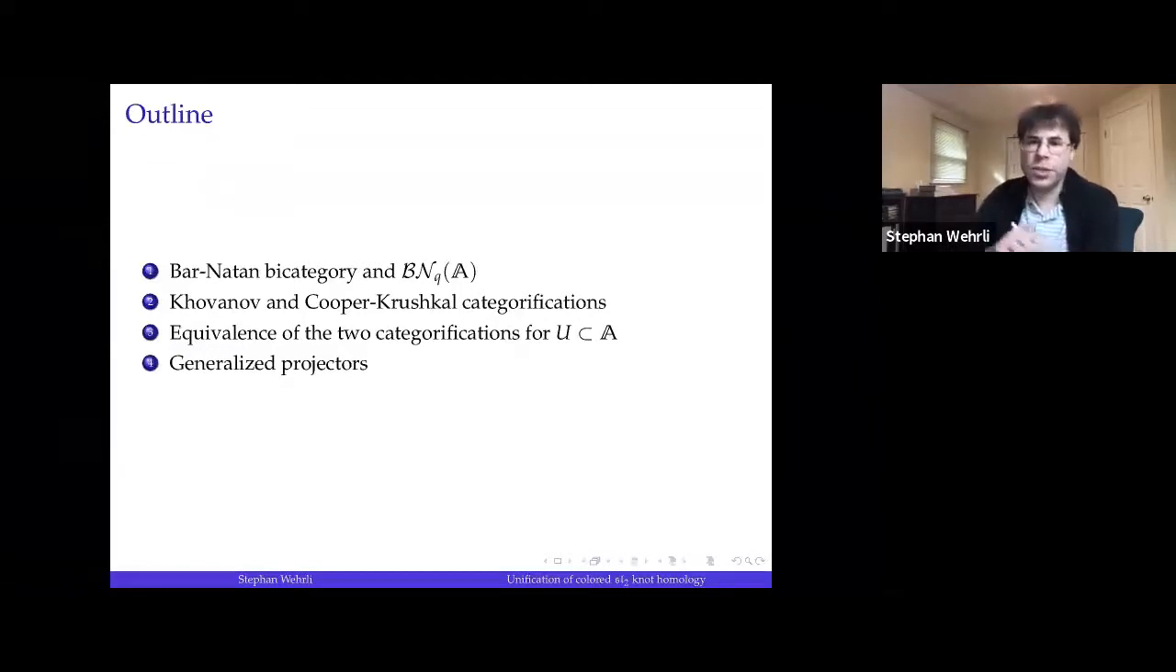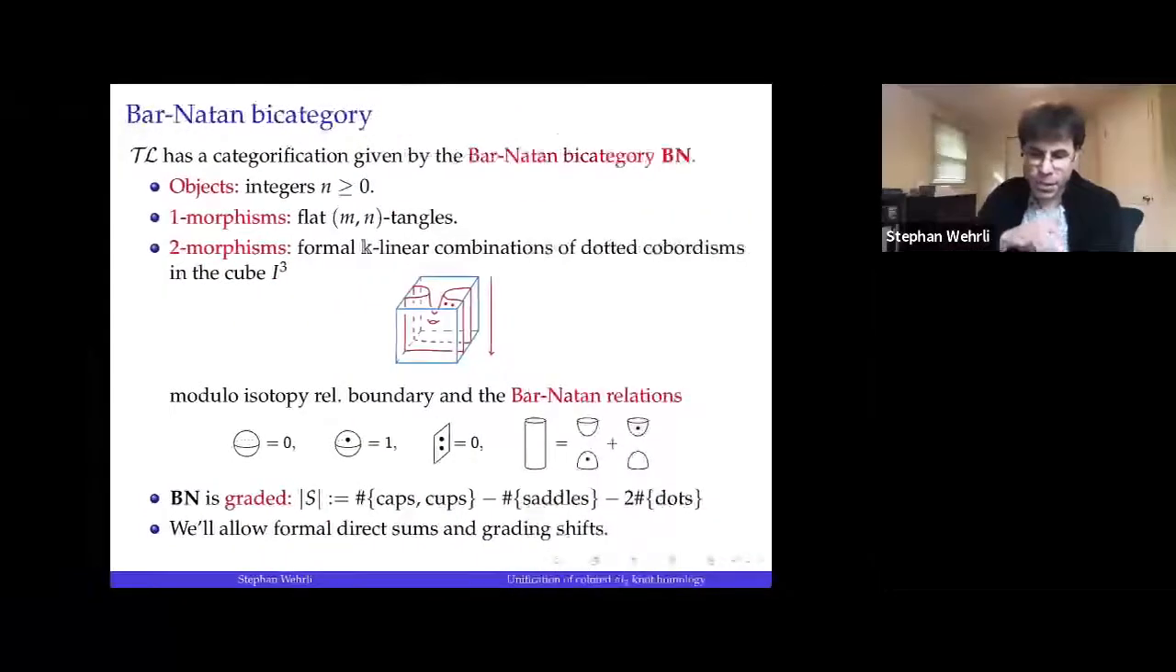So first, I want to define the Bar-Natan bicategory. So the Bar-Natan bicategory can be seen as a categorification of the Temperley-Lieb category. And it's a bicategory, so it's a weak 2-category. It has objects, 1-morphisms and 2-morphisms. The objects are just non-negative integers. Morphisms between two objects are just flat tangles in a square. So again, by flat, I mean they have no crossings. Of course, composition of tangles is given just by composing them.